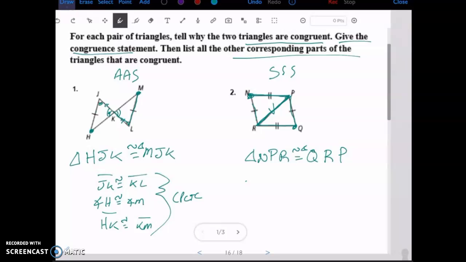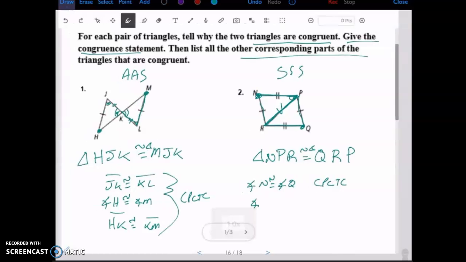So I'm going to get angle N congruent to angle Q by CPCTC. CPCTC. I can get angle, so this is a little tricky. What angle is congruent to this one? Angle NPR. So angle NPR is congruent to angle QRP. And finally, I can get angle PRN congruent to angle RPQ. Boom.